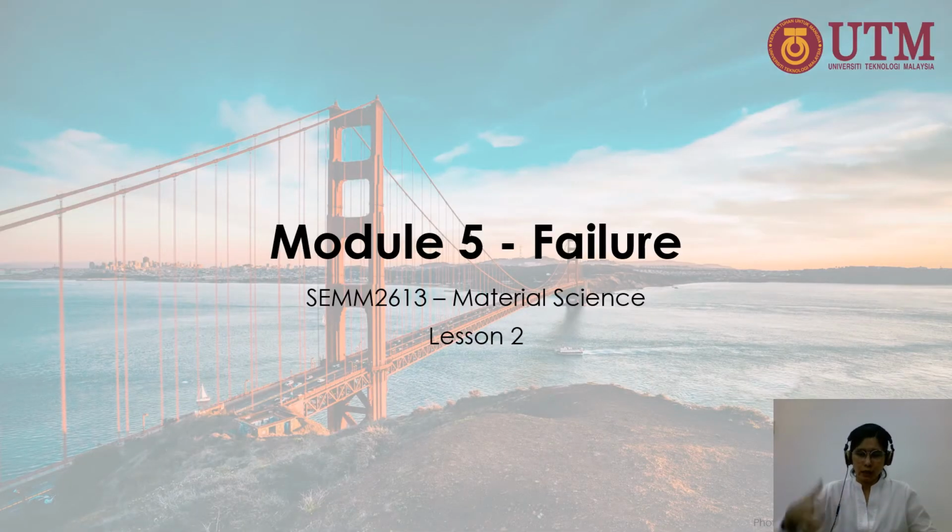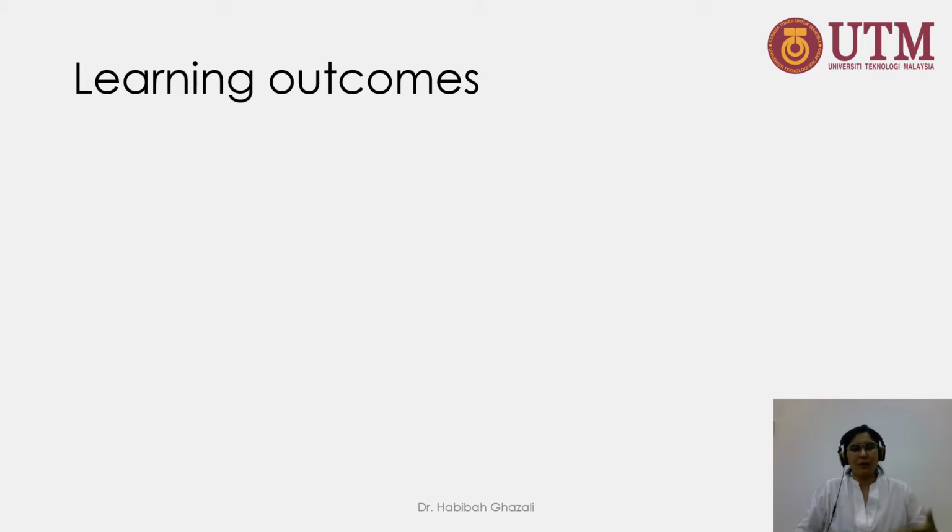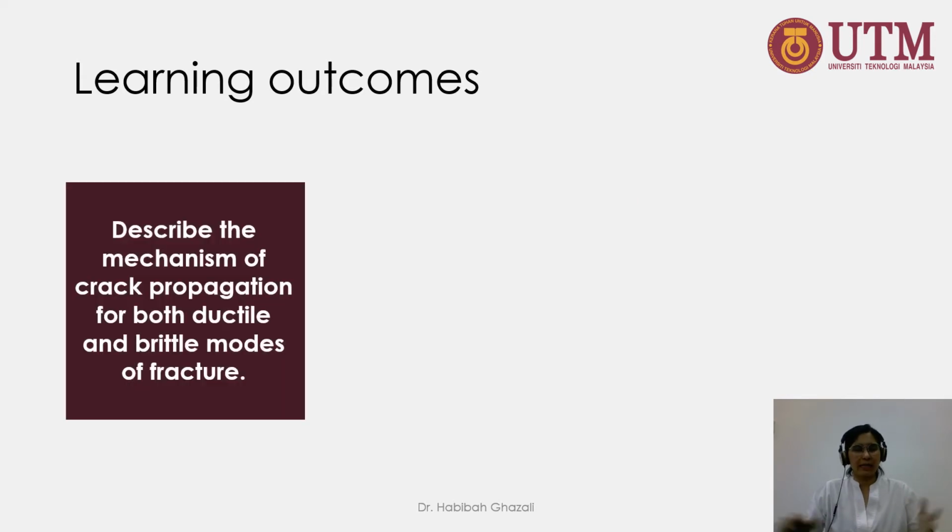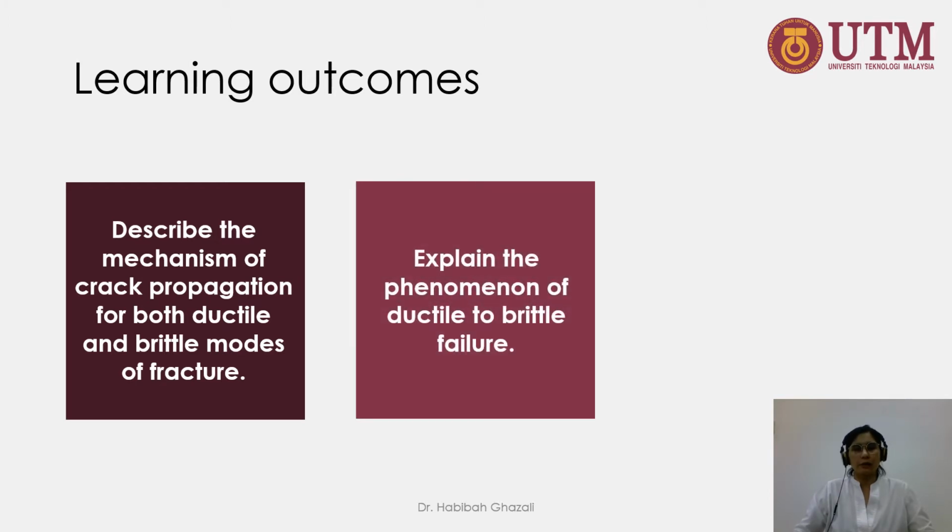Now I'm going to continue with the second part of this module 5, in which I am going to talk about material failures. The learning outcome for this particular lesson is that by the end of this lesson, you should be able to describe the mechanism of crack propagation for both ductile and brittle modes of fracture. Another objective for today's module is to understand why it is critical in design to know if a material is going to behave in a ductile or brittle manner, and to understand the importance of the ductile to brittle transition temperature.